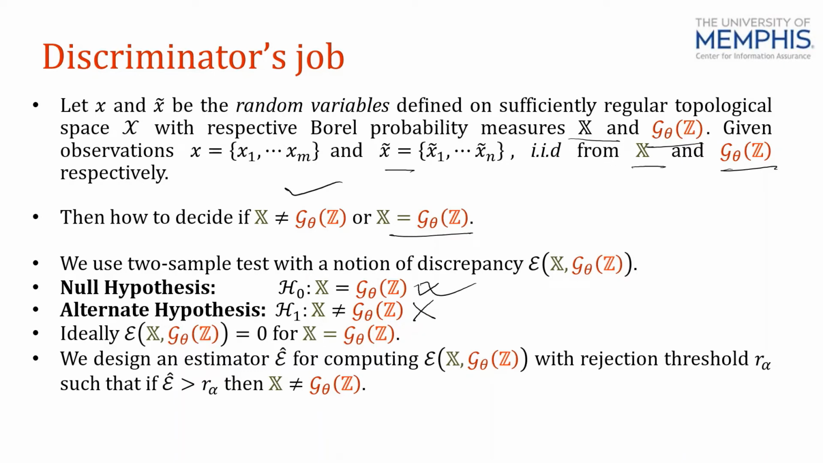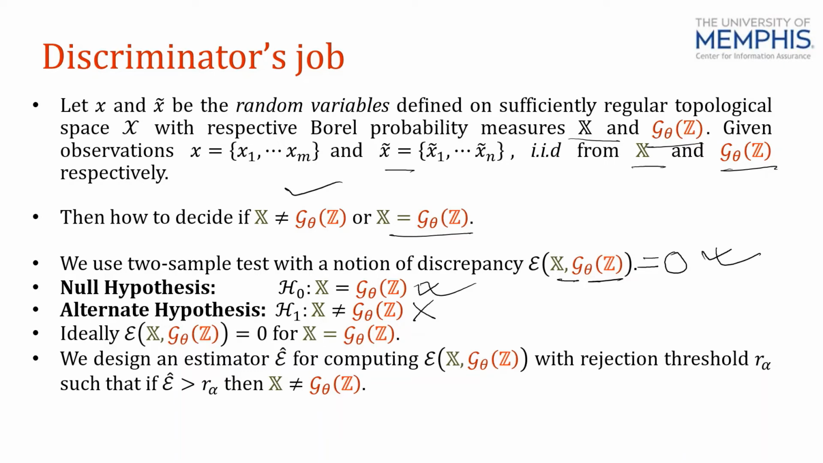Now, ideally, if the discrepancy between the original and the fake distribution is zero, this implies that the original distribution is the very same as the fake distribution. But this is quite an ideal case. Now, how to achieve or obtain this number?